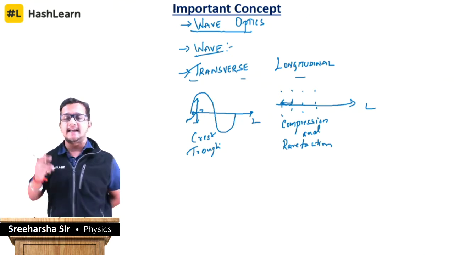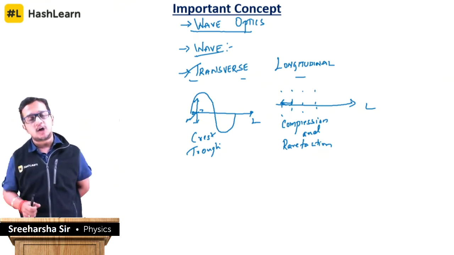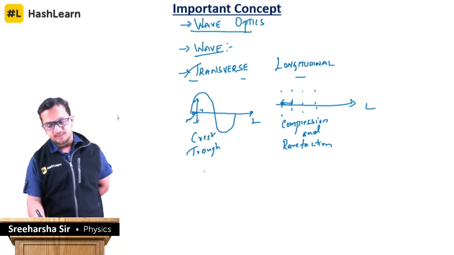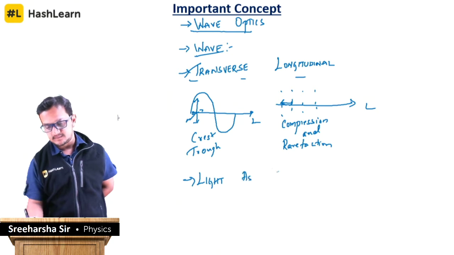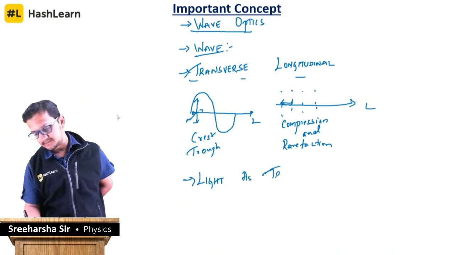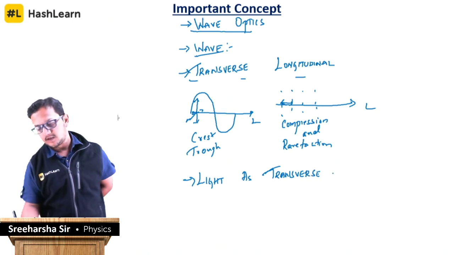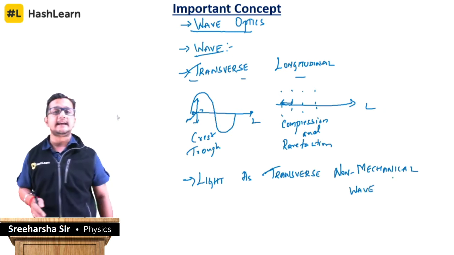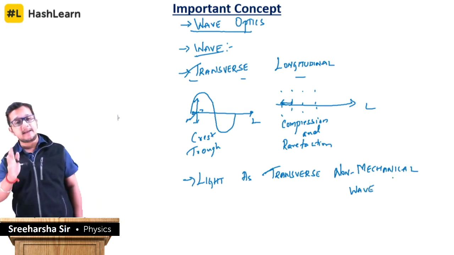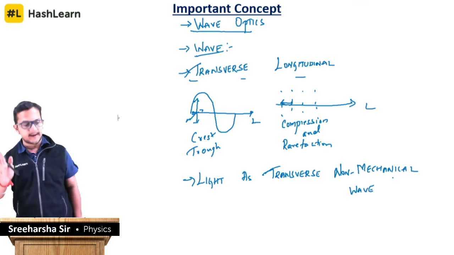So light is a transverse non-mechanical wave, which means it can even travel in vacuum. Light is a transverse non-mechanical wave. It does not require any material medium to propagate.